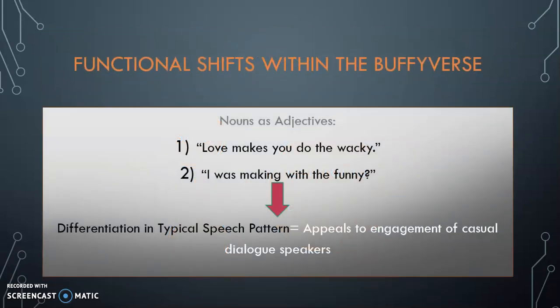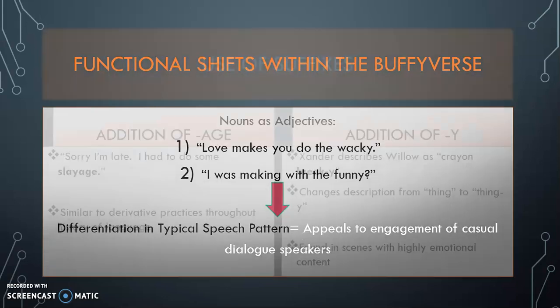Next, we look at functional shifts within the Buffyverse. Although Whedon manipulates different types of functional shifts throughout the show, the use of adjectives as nouns is dominant throughout the characters' dialogue. An example of this is within the phrases, "love makes you do the wacky," and "I was making with the funny," where we see the adjectives wacky and funny shift to the roles of nouns. By applying these shifts, a differentiation in typical speech pattern occurs. But more importantly, this shift appeals to the masses that engage within casual dialogue, which of course is how we talk when we're around our friends.